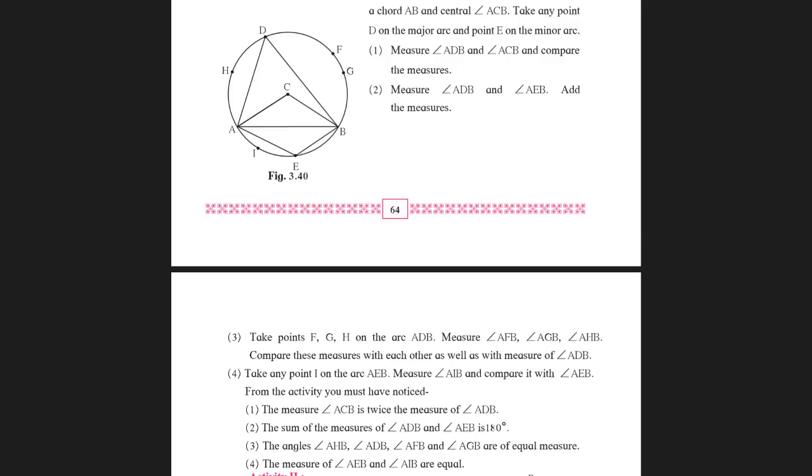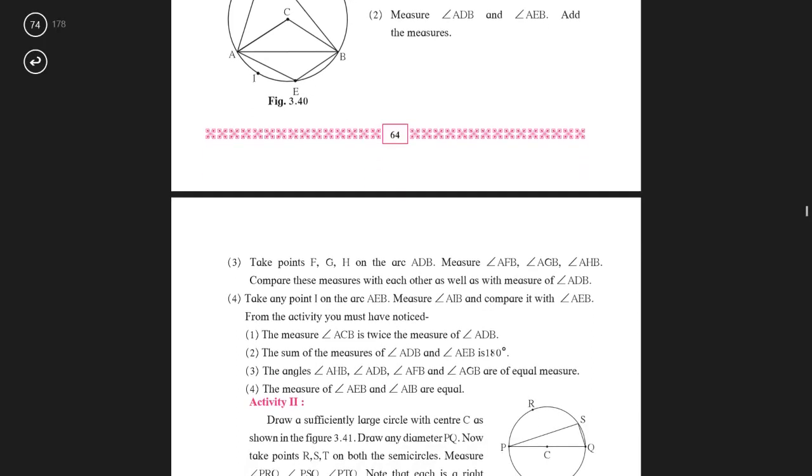So these are all angles which are in the same arc, intercepted by the same arc. Now, if I were to measure angle AEB, these are angles in the minor arc, angle AEB and angle AIB, I would get the measures to be equal. So these are the points that you will notice after doing this activity.